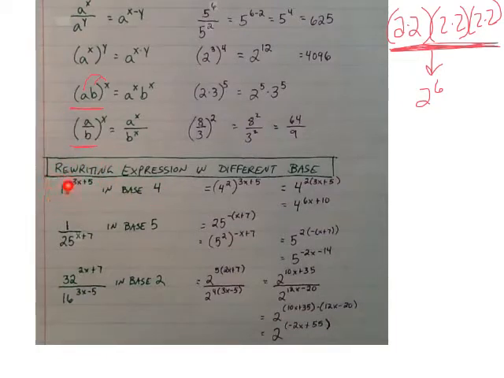I notice that 16 is 4 squared, so I replace 16 with 4 squared, and then I apply my property where I have an exponent raised to an exponent, and we multiply those exponents, giving me 4 raised to the 2 times 3x plus 5, which is 4 raised to the 6x plus 10.